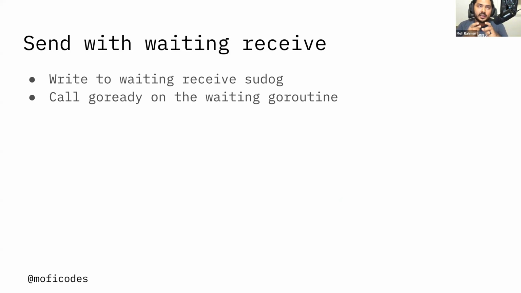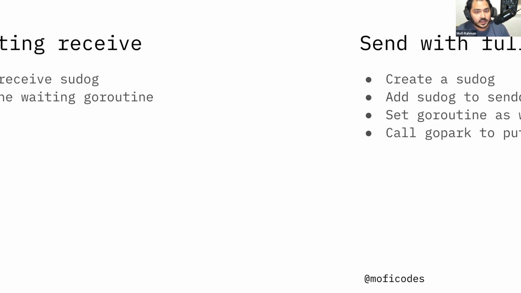sudoG is just what you see when you look at the Go runtime, whatever was in the global run queue, one of them is a sudoG. And finally, call goready on the waiting goroutine. So let's say a receive was waiting on my send. The moment I send something, I can just call goready so that my receiver on the other end now knows that the thing it was waiting on is now available. This is a shortcut the Go team took to optimize some of it, which I think was a performance improvement in some of the older Go versions.